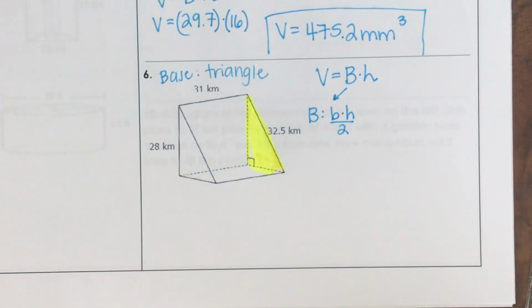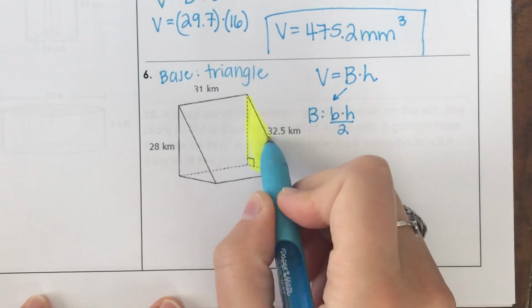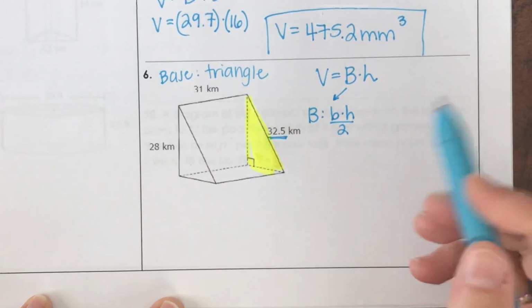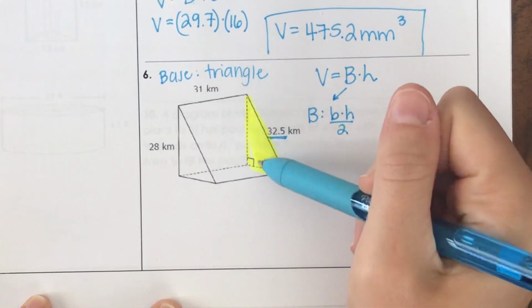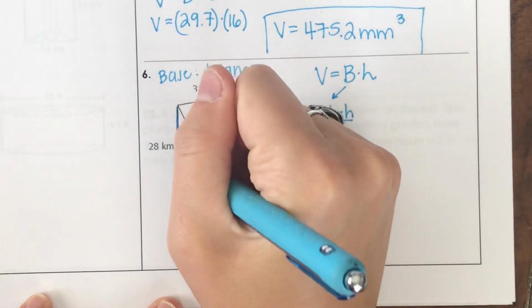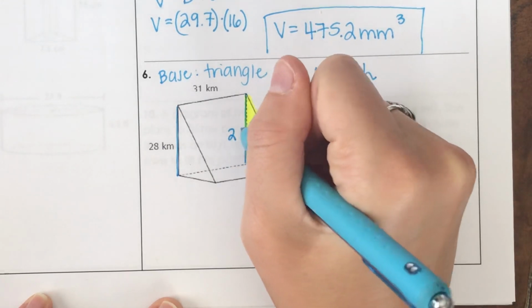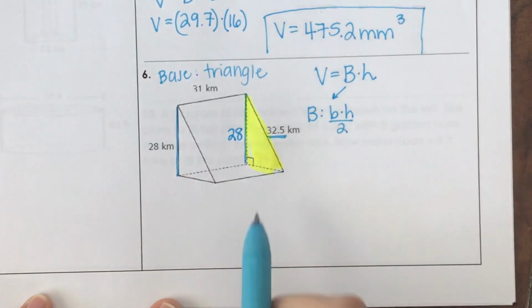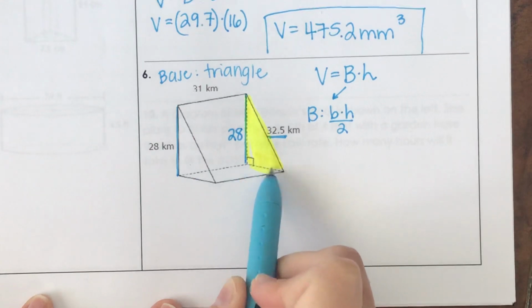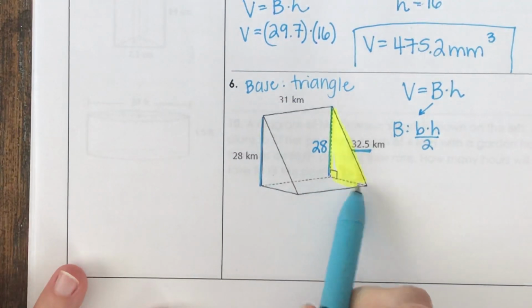Now, I've got a little bit of a problem here. If I look at this triangle, I've got this number 32.5. I don't have any two numbers over here. However, I know that this shape and this shape are exactly the same. If this number is 28, well then this number must be 28, right? But now I've got a little bit of a problem because I don't have this number. So now I'm trying to find one of the side lengths, right?